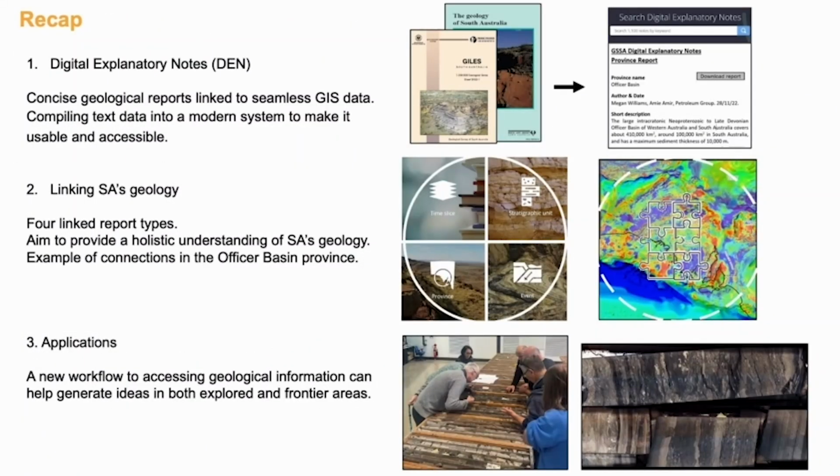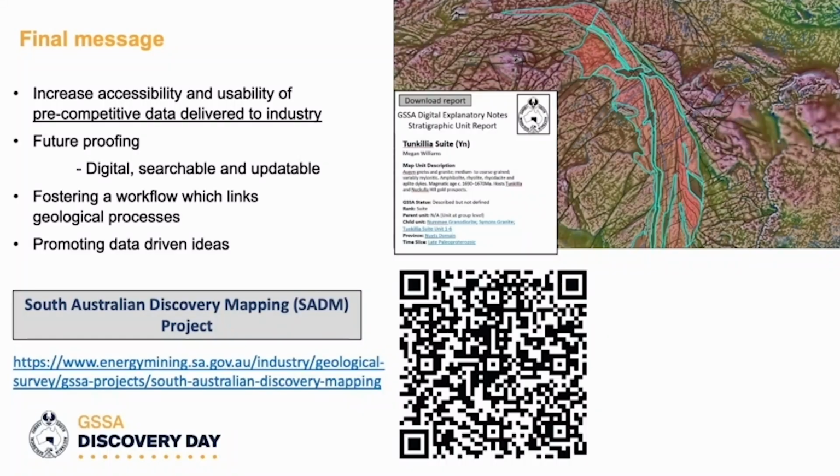So just to recap, we're compiling geological text into short reports, aimed to make it more usable and accessible. We've done 4 categories to try and link South Australia's geology, to get us a better understanding. And we hope that giving you the data in this way will help generate some new ideas in the resource space. So final message, I just want to reiterate, this is really about getting pre-competitive data out to industry and really future-proofing the system. That's an important point. And also starting to foster some new workflows from accessing this data.